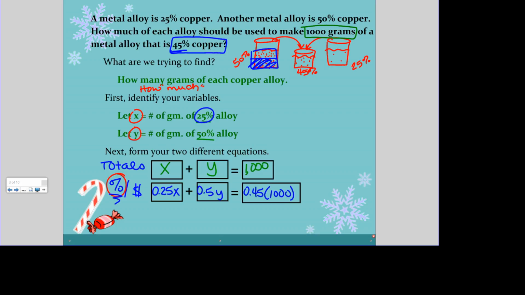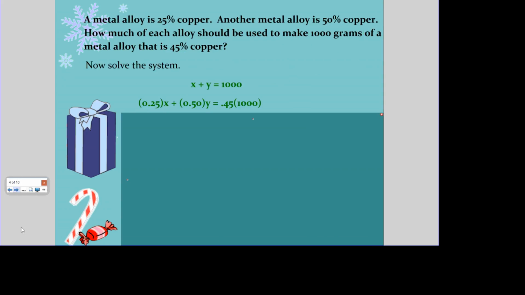At this point, we just have a system that we can solve. You would simplify 45% of 1,000, so 1,000 times 0.45. And from here, we just solve our system. Hopefully you're seeing X and Y are already close to being isolated, so you could easily just isolate X and use substitution to work out this problem.